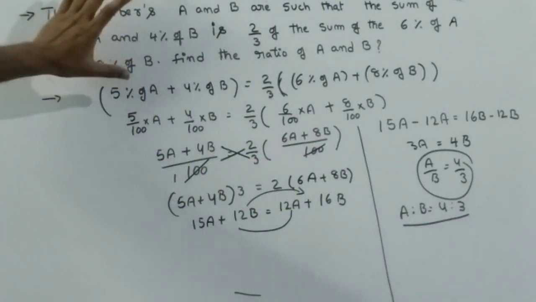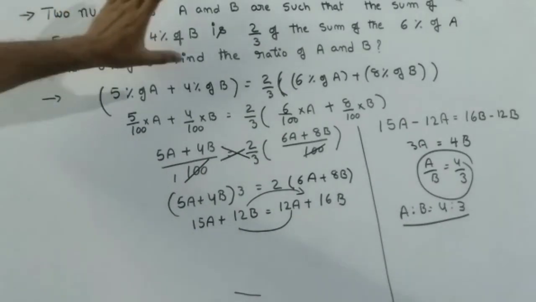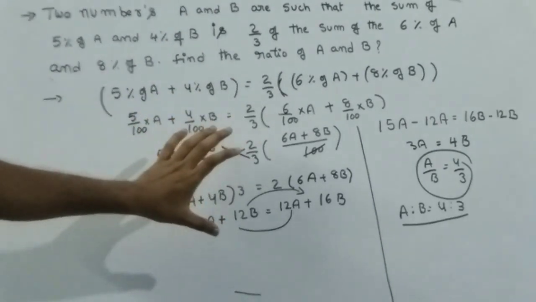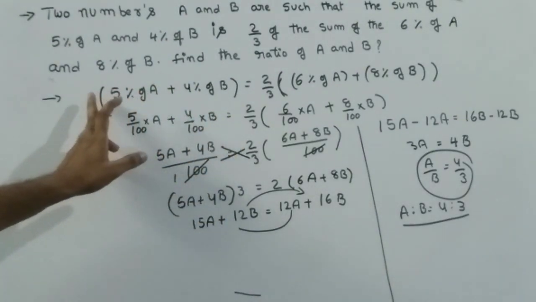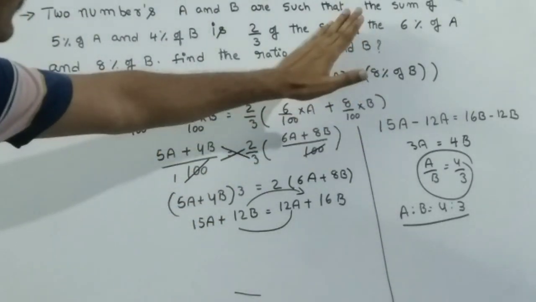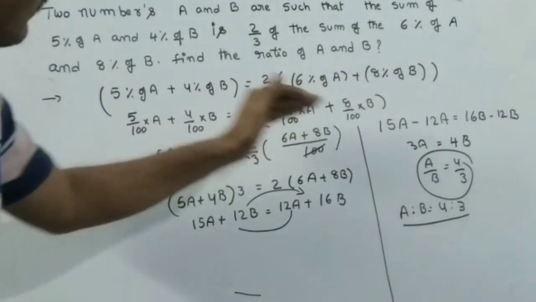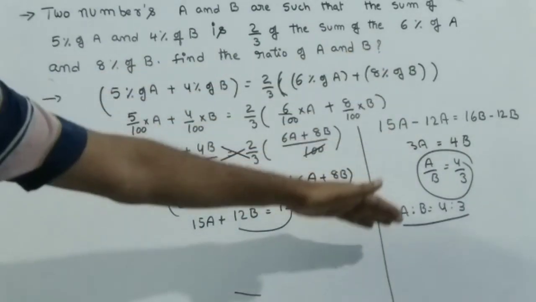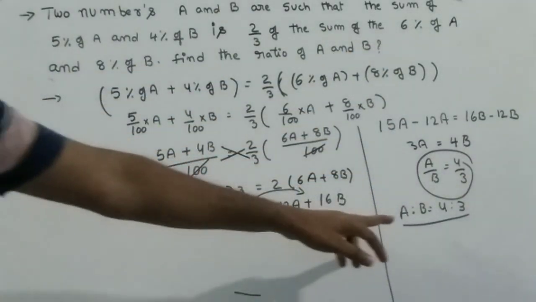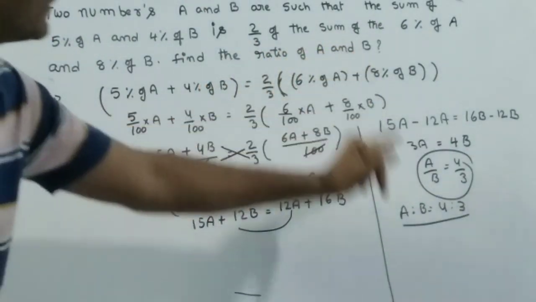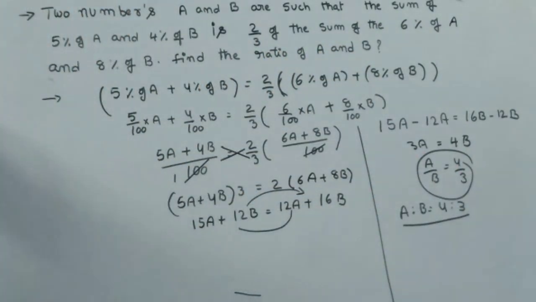See friends, first we have to understand the question: what he has given, what we have to find. Then we have written like this. What he has given, we have converted that question into this form. After that, it is very easy to find the answer. So the final answer is 4:3. The ratio of A and B is 4:3.